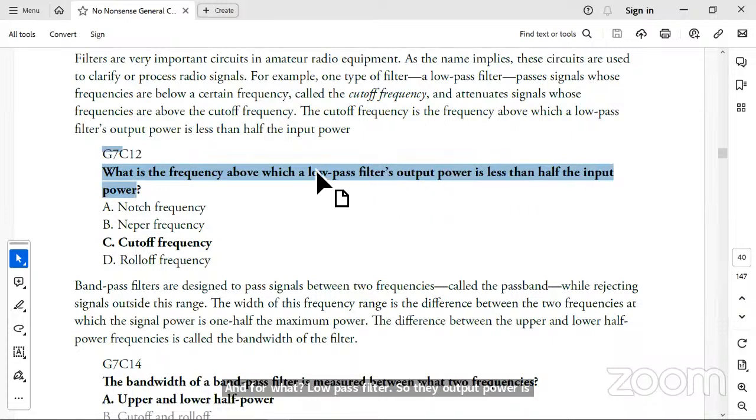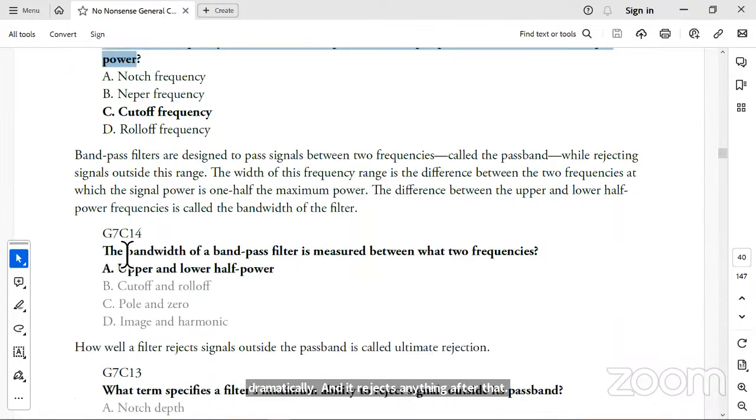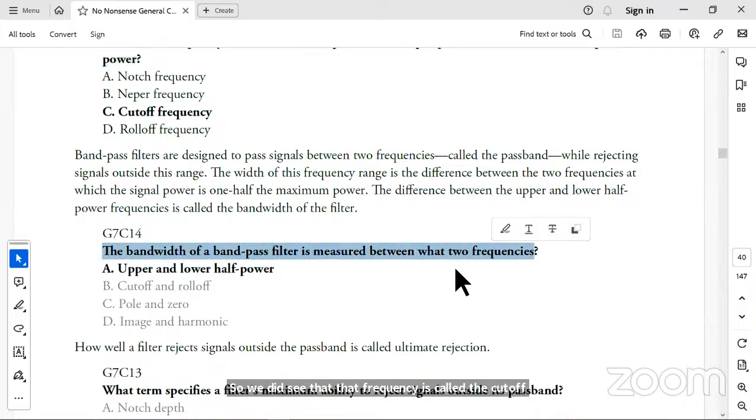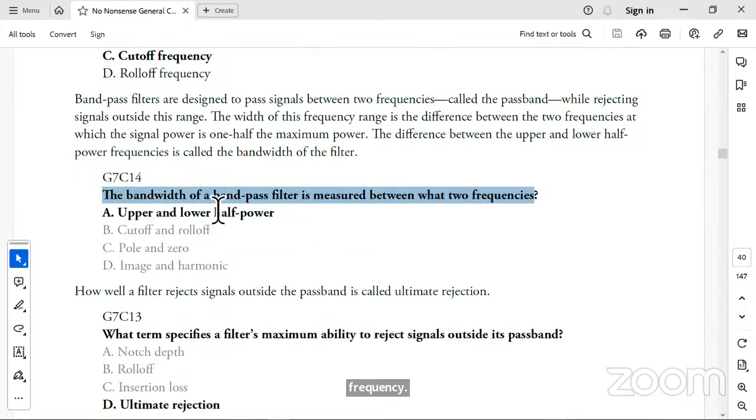So remember the low-pass filter, we showed that from 0 going all the way up to whatever that frequency is, it passes the frequencies, and then at a point it drops off dramatically and it rejects anything after that. So we did say that that frequency is called the cutoff frequency. Next question. The bandwidth of a bandpass filter is measured between what two frequencies?